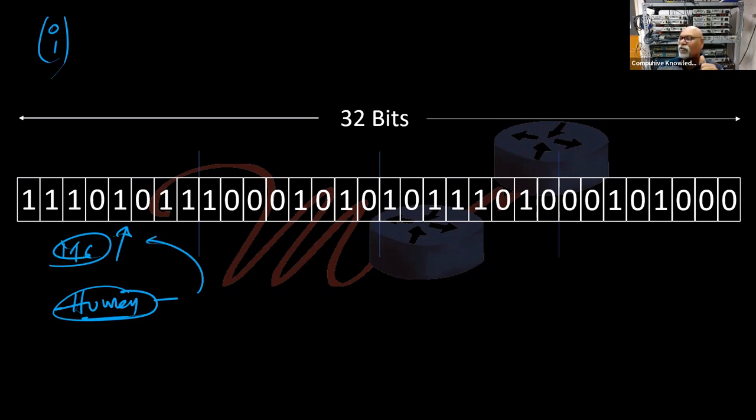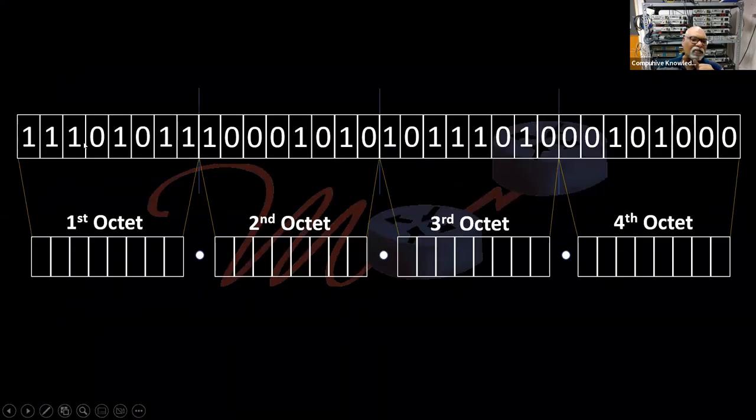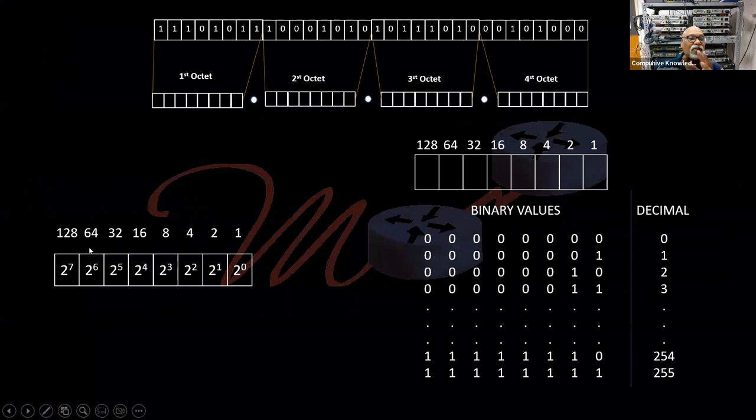So for our comfort, first, they divided this into four parts. Each one is an octet, a byte; octa means eight. Four octets. Each octet is converted into the decimal system. It's called the dotted decimal system, because the parts are separated by a dot.